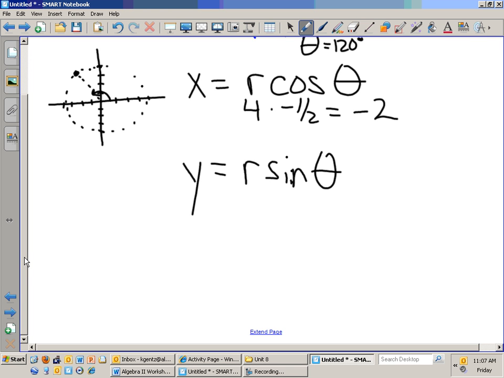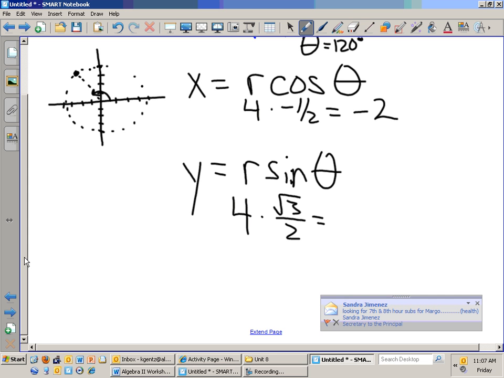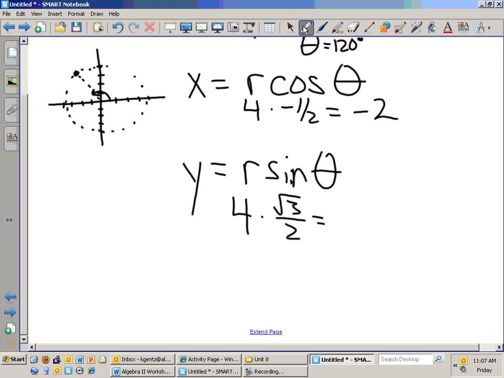All right. So the second one I do, y is equal to r times the sine of theta. So I have 4, and I multiply it by the sine of theta. What is the sine of 2 pi over 3, or 120 degrees? Square root of 3 over 2. And when I multiply that, that reduces to simply 2 square roots of 3. So you can see that this has a coordinate of negative 2 and 2 square roots of 3.